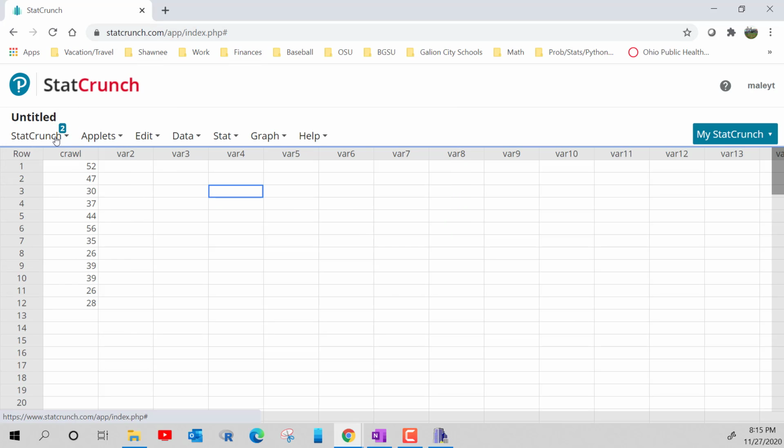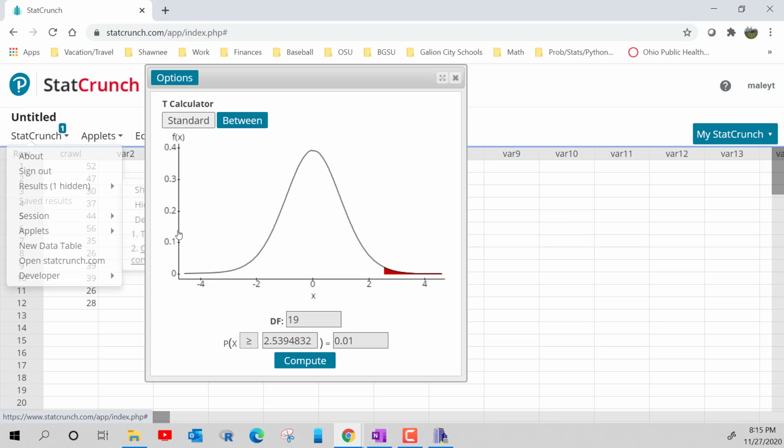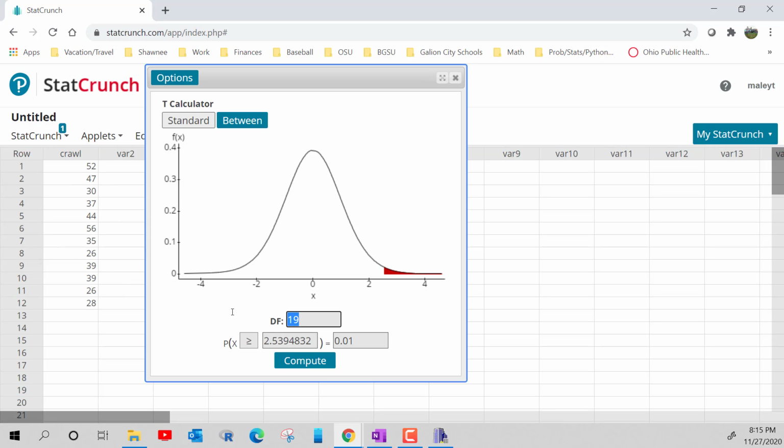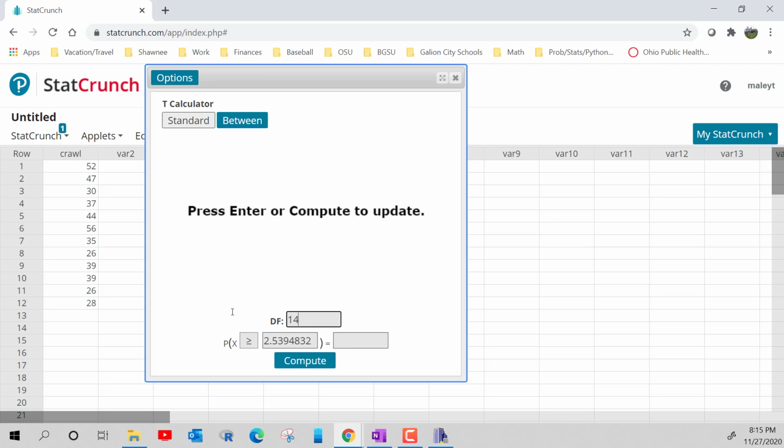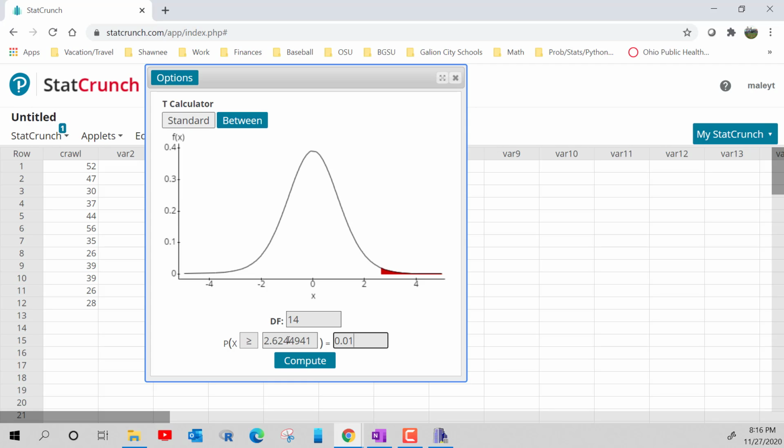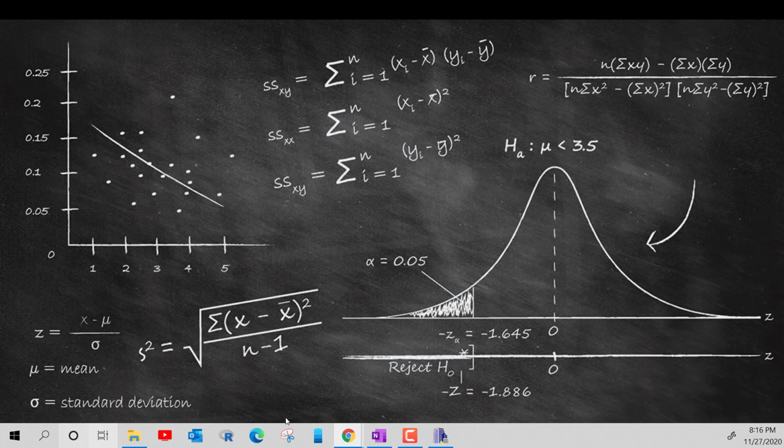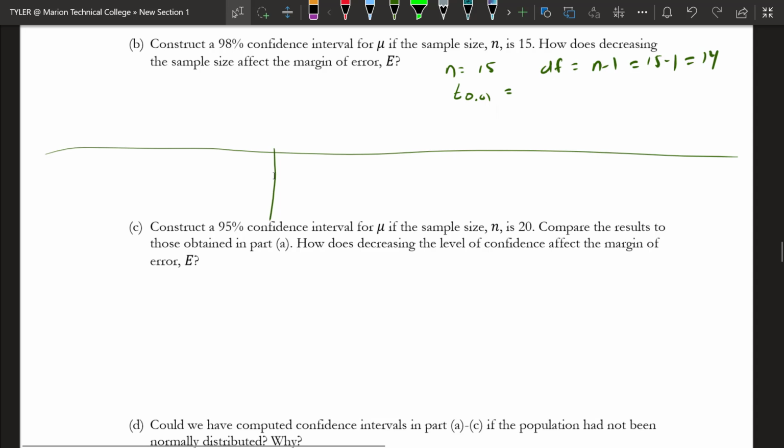Right, so I'm just going to go back to my T calculator. So I need to change my degrees of freedom to 14 here. And I want this to be 0.01. And we get a critical value of 2.624, right? Right, so don't forget this is t alpha divided by 2, my critical t-score, right?